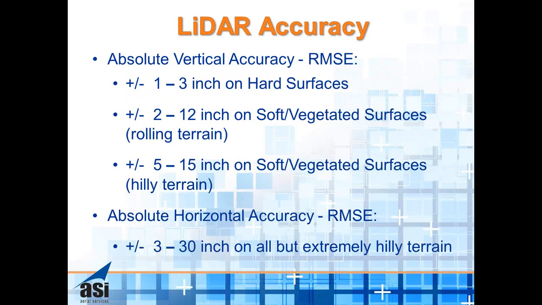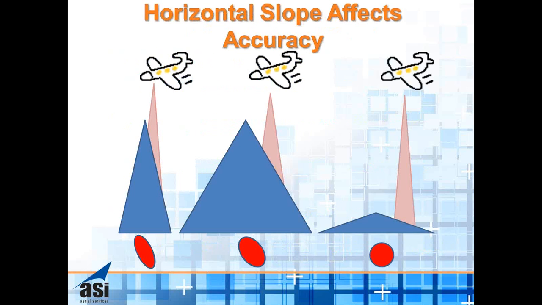With LiDAR accuracy, I can be within 1 to 3 inches on a hard surface. I can be 2 to 12 inches on soft or vegetated surfaces, a rolling terrain. I can be 5 to 15 inch accuracy on a hilly terrain. Those are the vertical accuracies. In the horizontal, I can be anywhere from 3 to 30 inches on all but extremely hilly terrains. And so the question comes up, why the big delta between 3 and 30 inches?